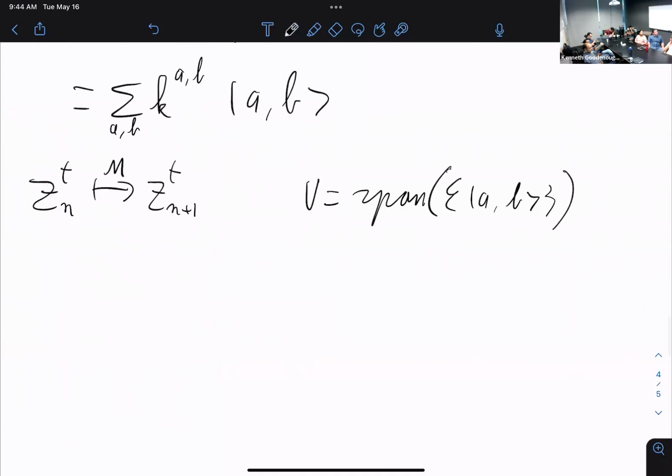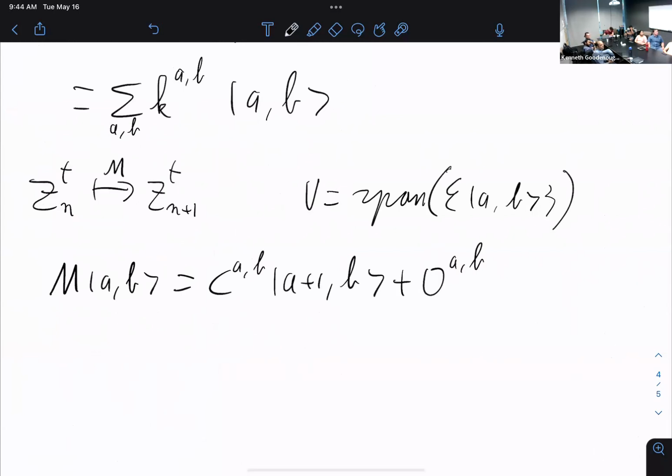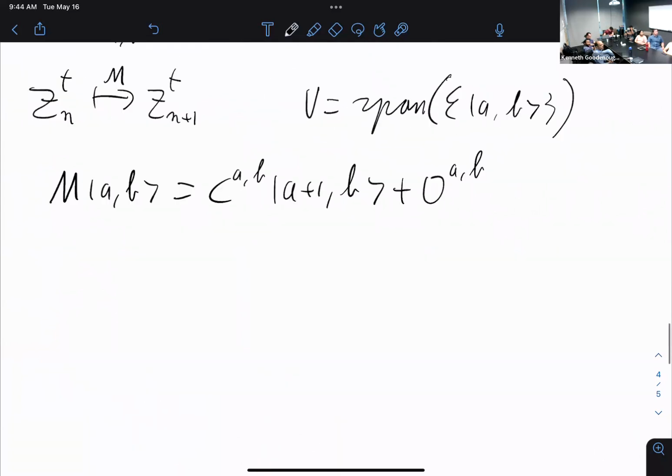To make that explicit, M applied to (a, b) would just be equal to some coefficient that only depends on a and b, times some new vector (a+1, b), and then some other term d(a, b), which again is a coefficient that only depends on a and b, times (1, 1). So this gives us our new vector. We can again apply M to this very simply, and this allows us to proceed purely in linear algebra terms by this recursion step.